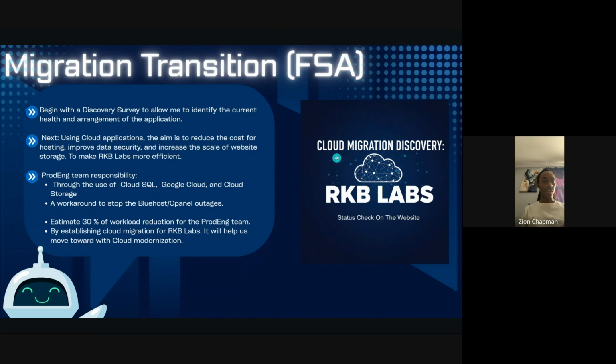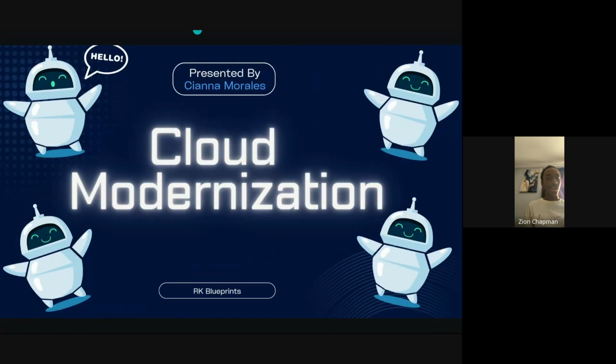Just to add on to this, you can migrate to Google Cloud Run to optimize costs by paying for the website only when people are running it, and utilize Cloud SQL for a secure database with automatic backup and increased reliability. Move large files to Google Cloud for faster operation and increased efficiency and scale. By establishing cloud migration for RKB Labs, it will help us move forward towards cloud modernization. I will hand over to my teammate Cianna, who will do a deeper dive into how cloud modernization works.